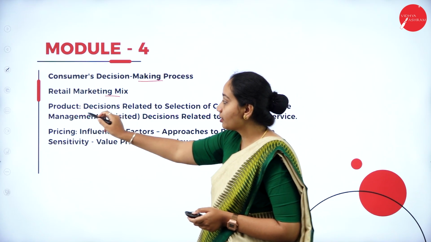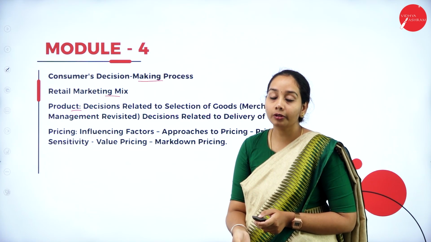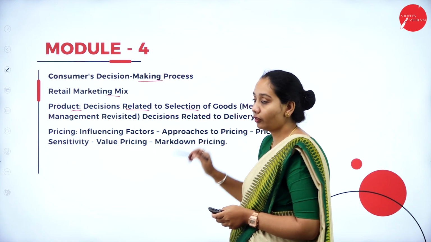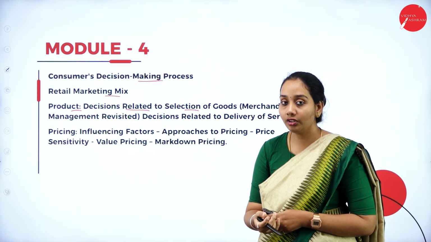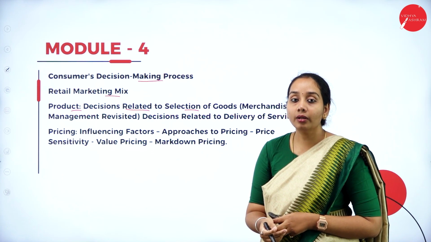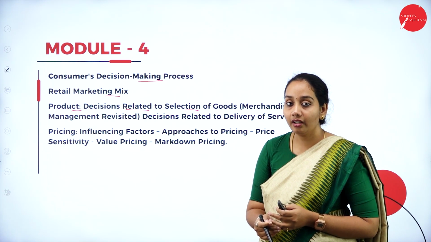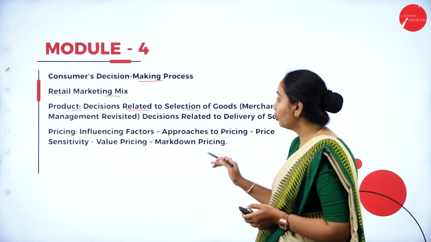So under that first is product. So what are the features of a product, how it should be, decisions related to the selection of a product. So what kind of products need to be selected by the retailer, and what are the different techniques that need to be used by the retailer for selecting a product, that you are going to learn here.